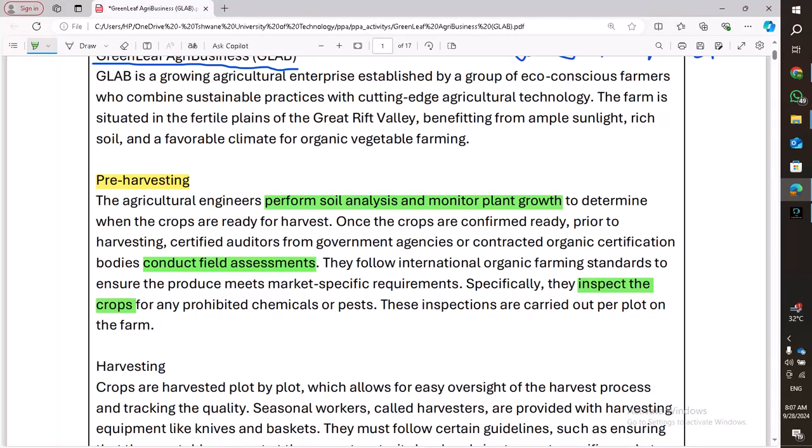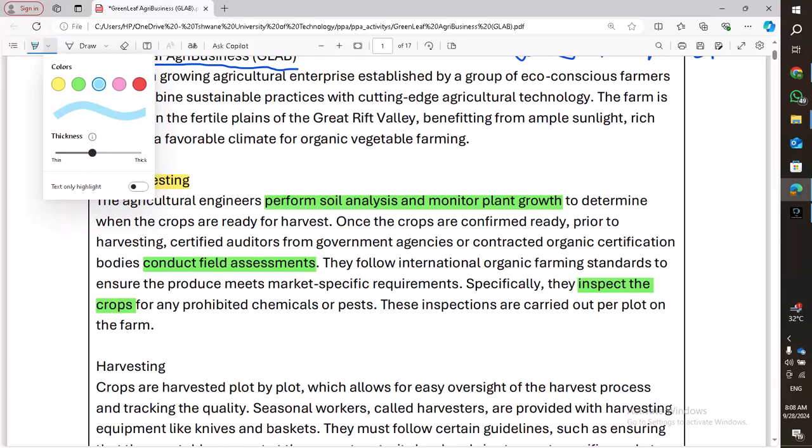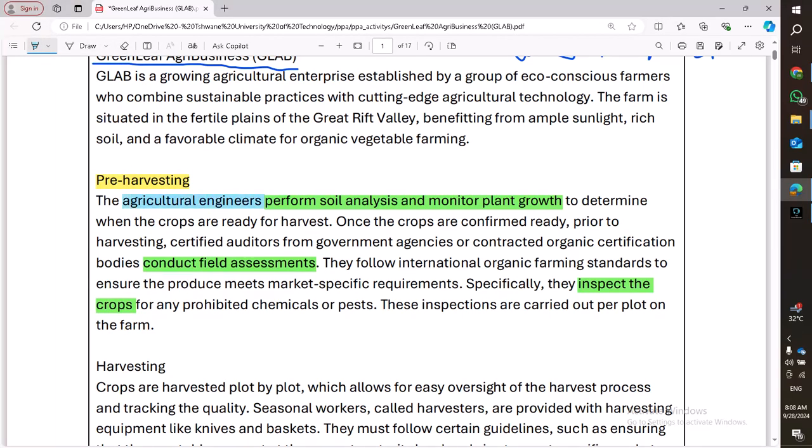So in the pre-harvesting, we find it's four things. First, the person who performs the soil analysis is an agricultural engineer, who triggers the system, which performs the analysis and monitors the plants. Then it determines whether the crops are ready to be harvested. If they are ready, then we move to harvesting.